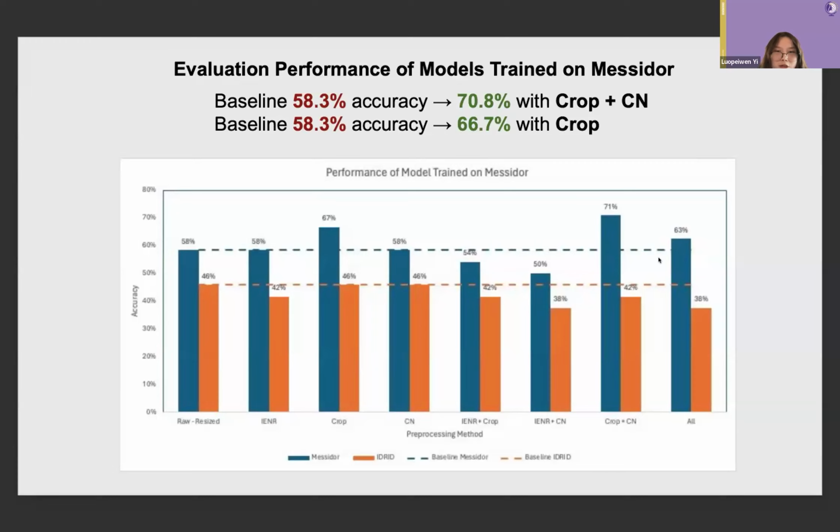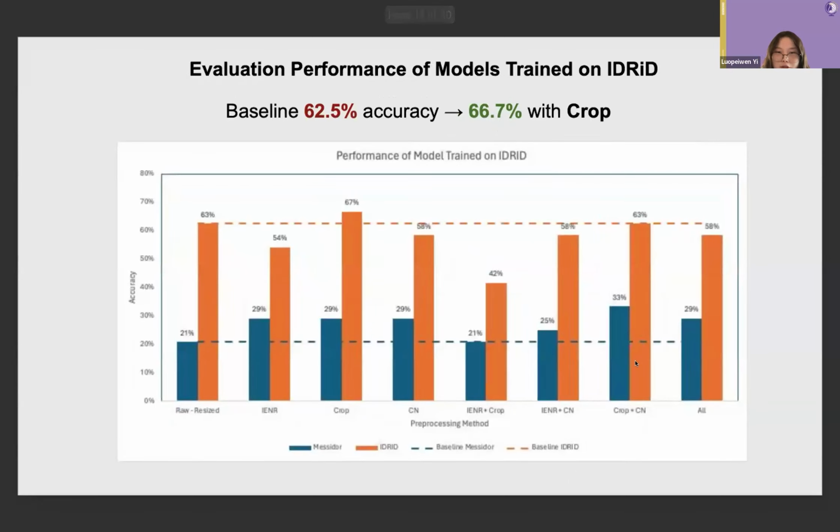And a key observation here that I want to highlight is that we can see that the model consistently performs better on Macedor compared to IDRIT across all preprocessing methods. It indicates that the choice of training datasets significantly impacts the model's ability to generalize, as we already expected. And then move on to the next visualization.